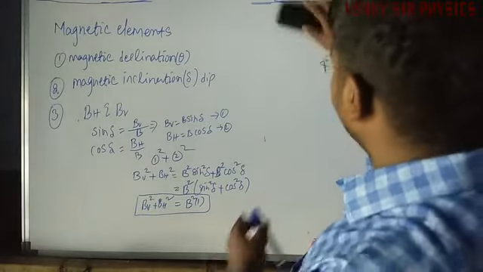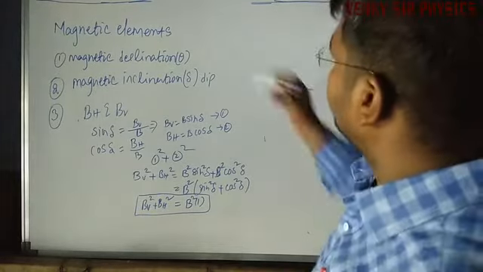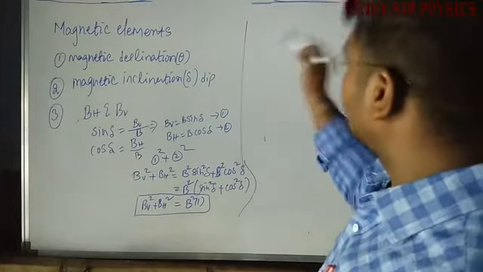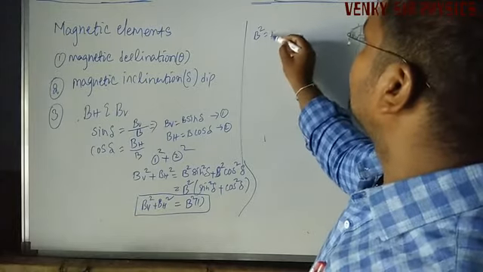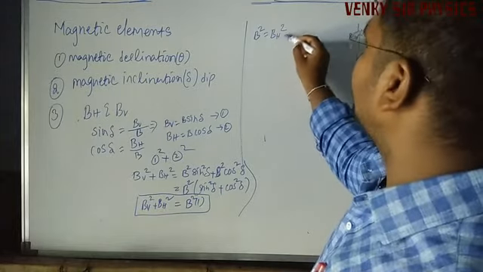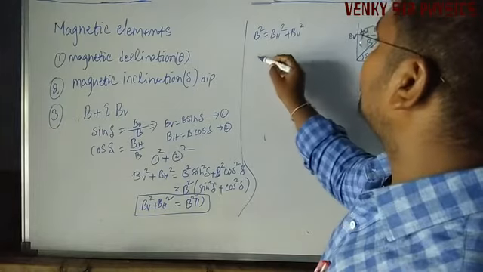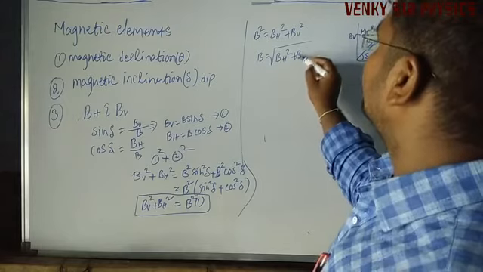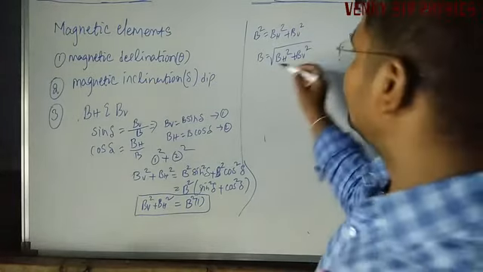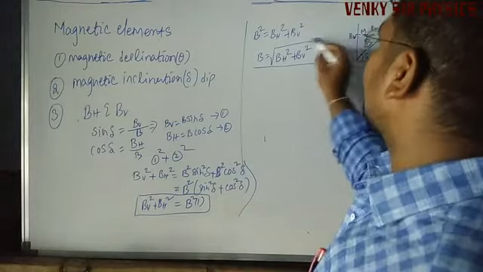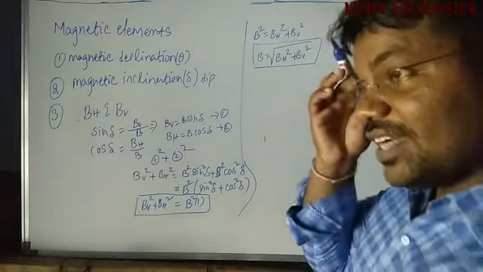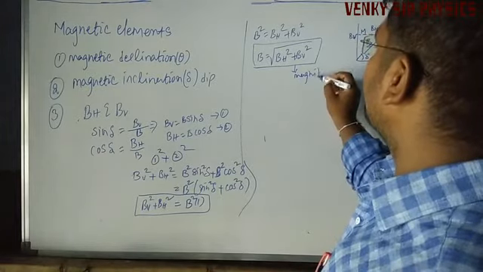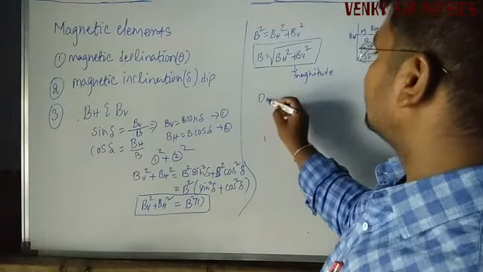Very, very important diagram. Be careful. Finally, we can get B square is equal to BH square plus BV square. Understand? B is equal to root of BH square plus BV square. Understand? So this is magnitude. Say it is magnitude. Okay. How we can find direction? This is magnitude. Direction.